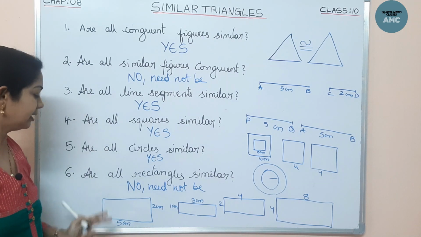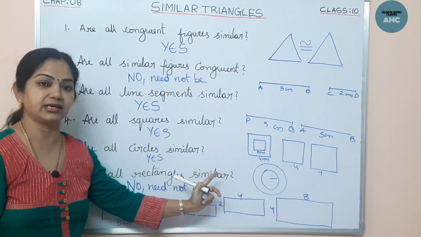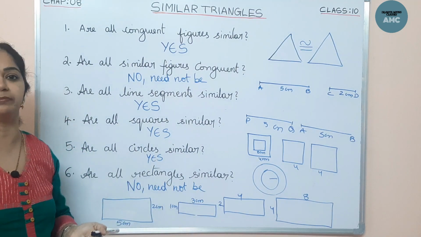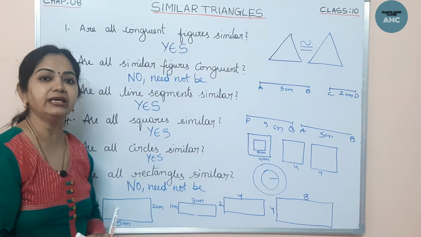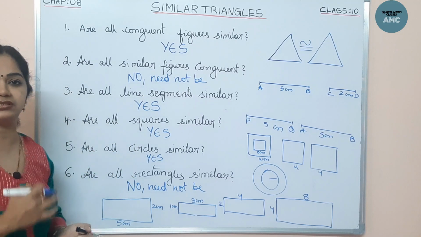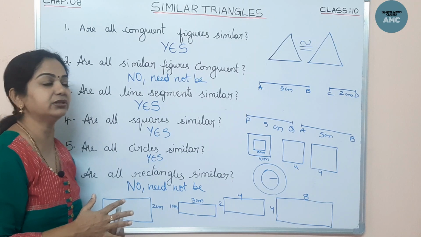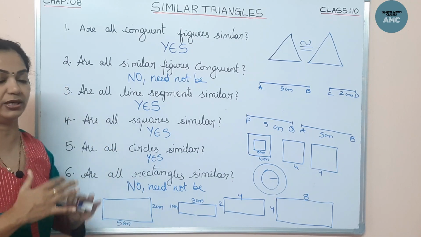But surely they are asking, are all rectangles similar? It means all rectangles are not similar. They may be, they may not be, depending on the proportionate sides. Okay. So, with this concept, I want to explain the congruency and the similarity to make you perfect.